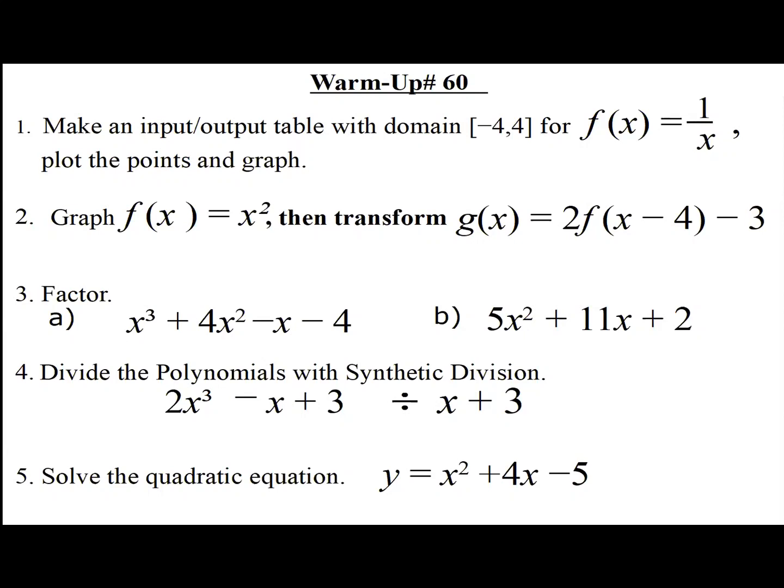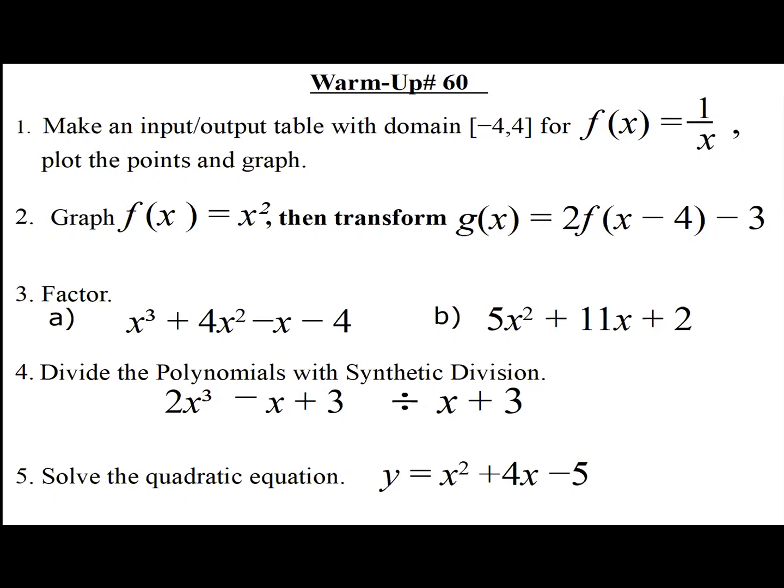Number 2, graph f of x equals x squared. Then transform given g of x equals 2 times f of parentheses x minus 4, close parentheses, minus 3. Number 3 reads factor. Part A reads x cubed plus 4x squared minus x minus 4. Part B reads 5x squared plus 11x plus 2.